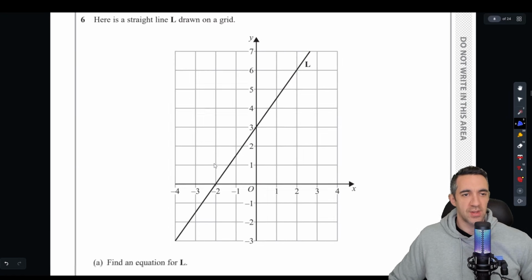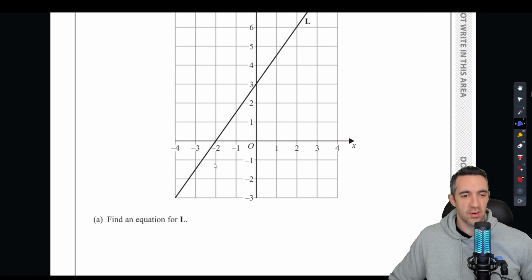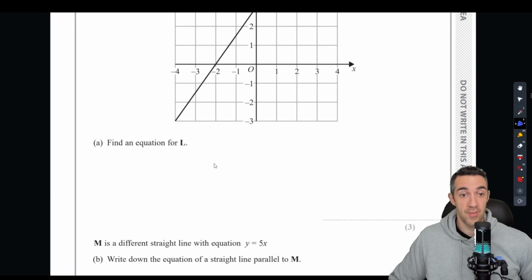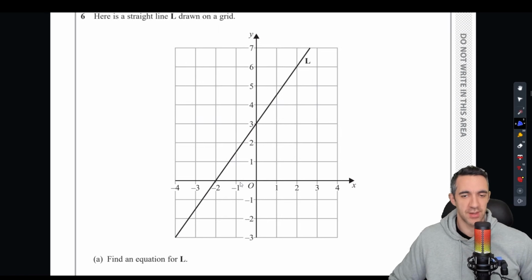Okay, let's see. Question 6. Oh, a straight line. Okay, great. Find an equation. 3 marks. There we go. Right, this is a good one. So final equation, I think gradient, that should be fine. So I can do my gradient, and use my diagram to help. So it's gone 3 up, 2 across. So we get 3 over 2. So my gradient is 3 over 2.